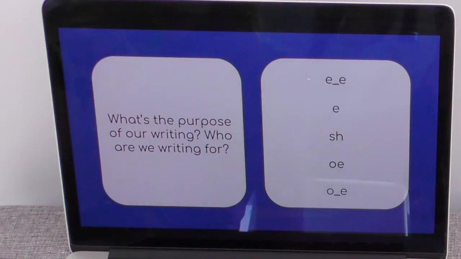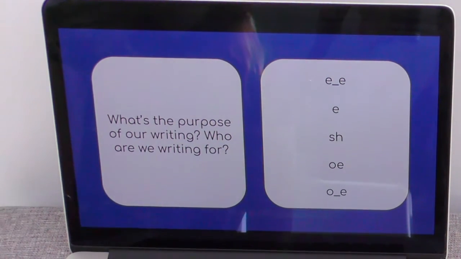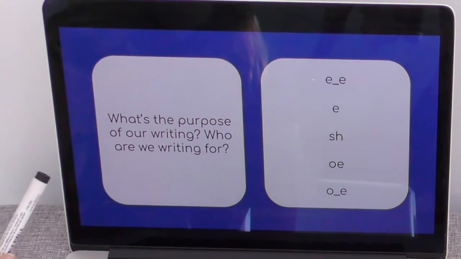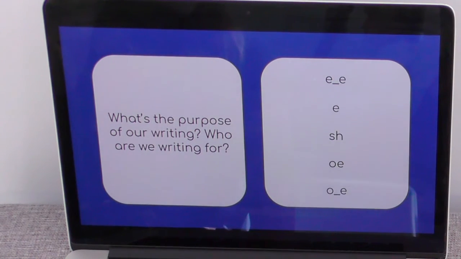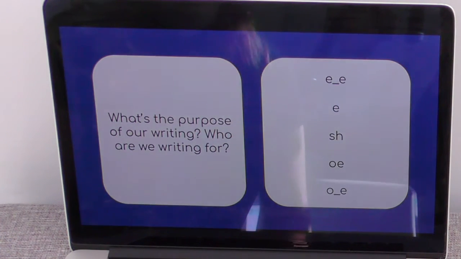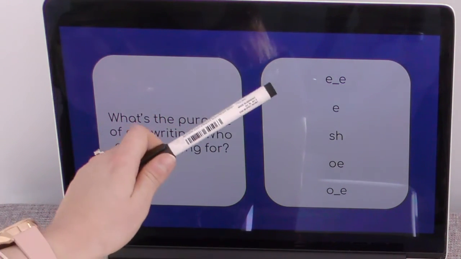Okay, so for the next lesson, we're going to be looking at reminding ourselves of what the purpose of our writing is and who we are writing for. So the purpose of our writing is to entertain the reader, to make them smile, to make them happy, to enjoy their books. We're writing for other children who might want to read our book. Here we've got some sounds, so we're going to go over these.